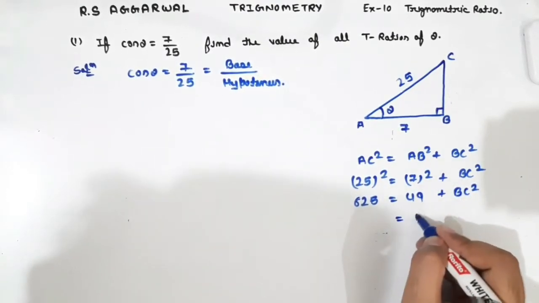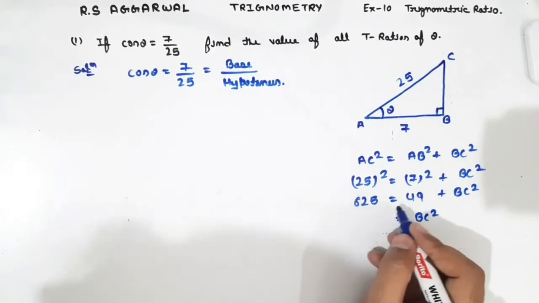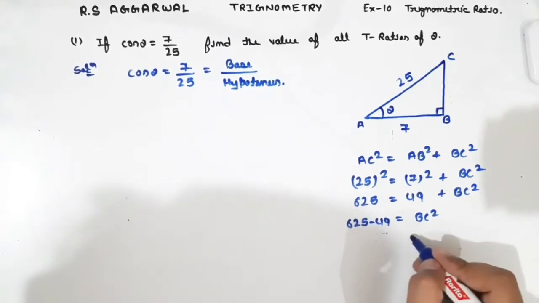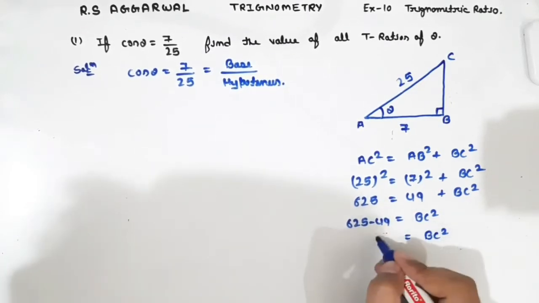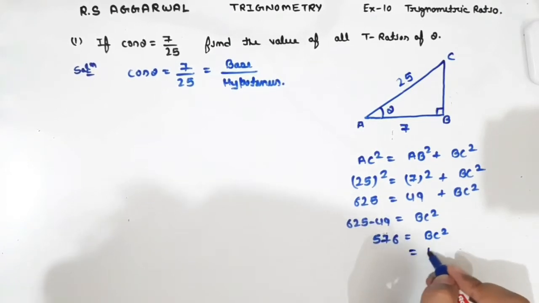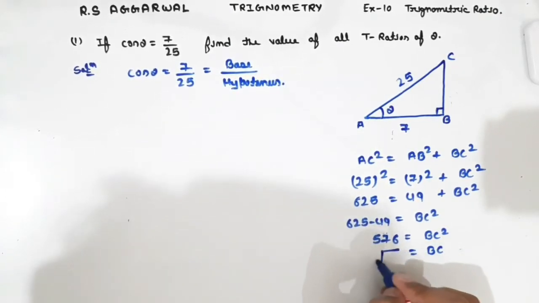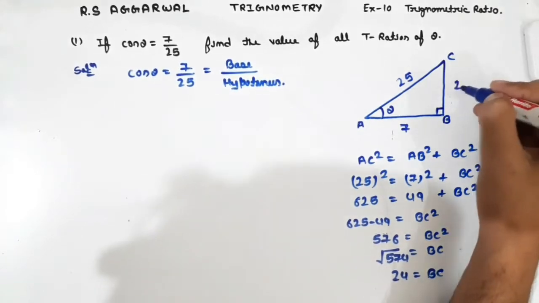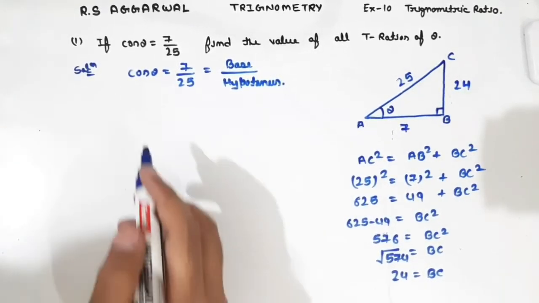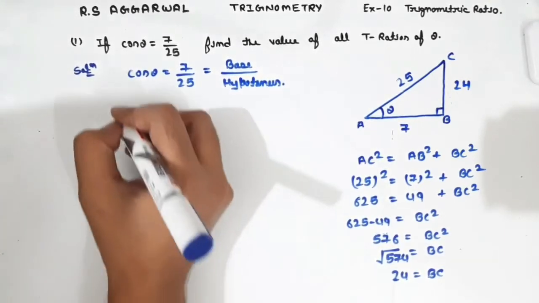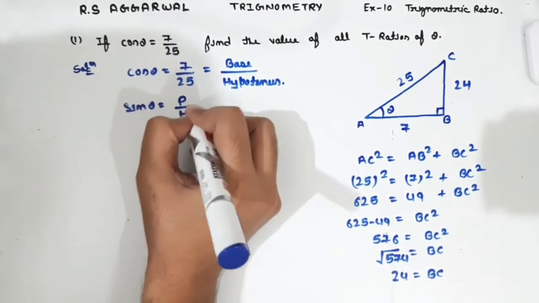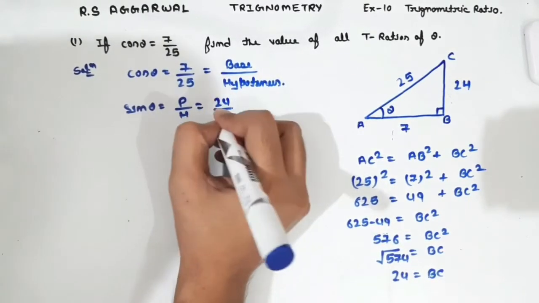So from here BC square will be 625 minus 49. So BC square will be 576. So BC will be under root 576, that is equals to 24. So our BC, that is perpendicular, will be 24. So now all other trigonometric ratio, sin theta is given by perpendicular upon hypotenuse. So perpendicular is 24 and hypotenuse is 25.